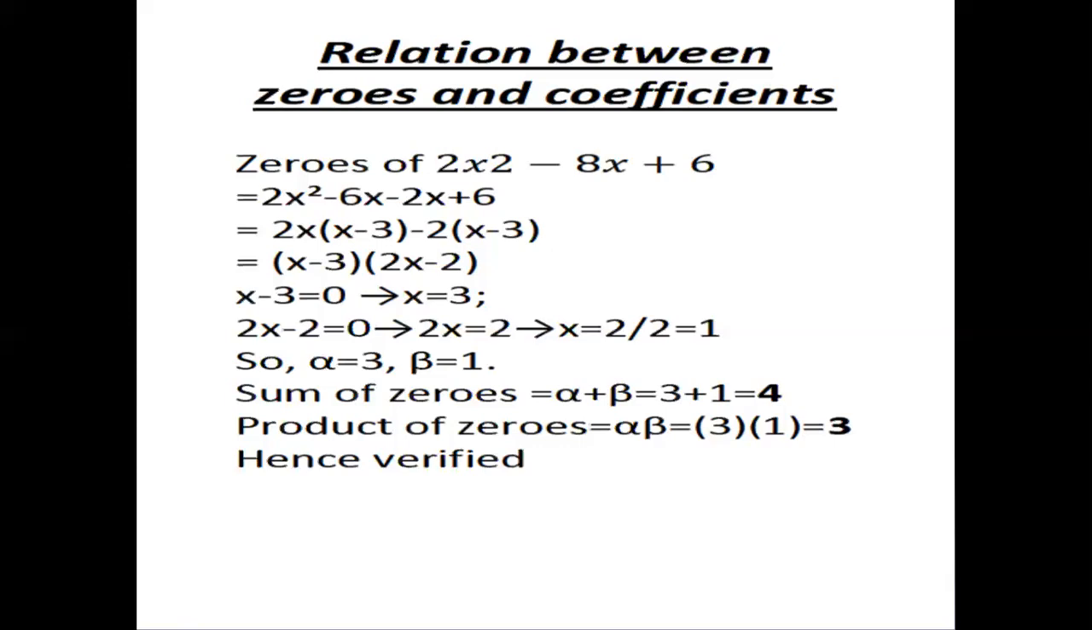That means when you consider the sum and the product of the zeros and the coefficients, both values we got the same. Hence, it is verified. So in this way, if any quadratic polynomial is given, you can find the zeros, and then you assume one zero as alpha and the other zero as beta. You find the sum of those two and the product of those two, and directly verify these two values through the formulas, that is minus b by a and c by a.